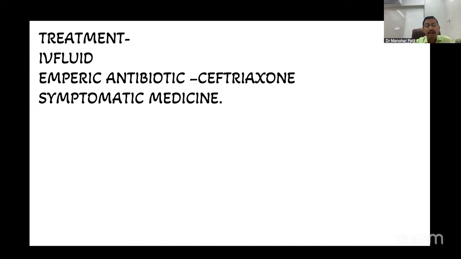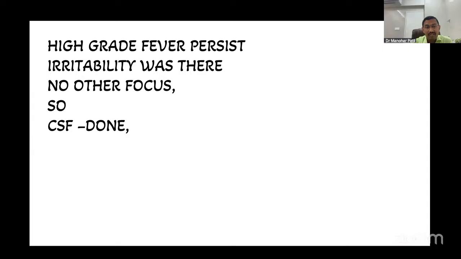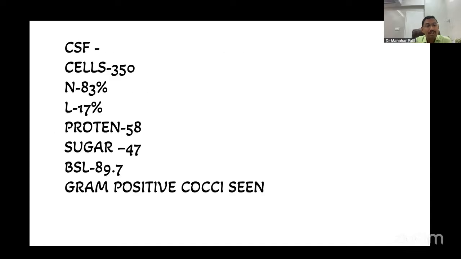From history and clinical presentation, it looked like a viral infection with high-grade fever. But I counselled the parents that we may need to do CSF, lumbar puncture. The parents immediately agreed, and CSF was done as irritability was there during fever spikes. The CSF shows 350 cells on day 2 of hospitalization within 24 hours, with neutrophils 83%, lymphocytes 17%, protein 58, sugar 47, random sugar was 89, and it shows gram positive cocci.